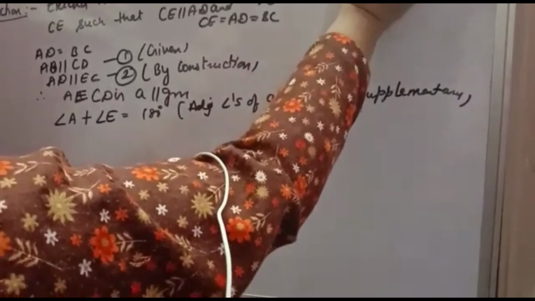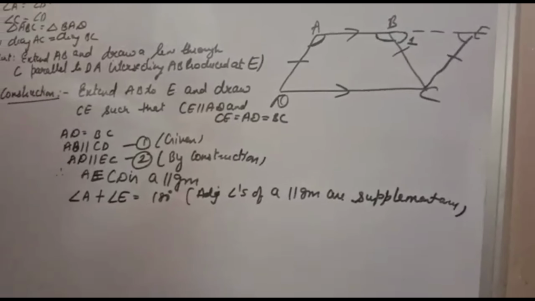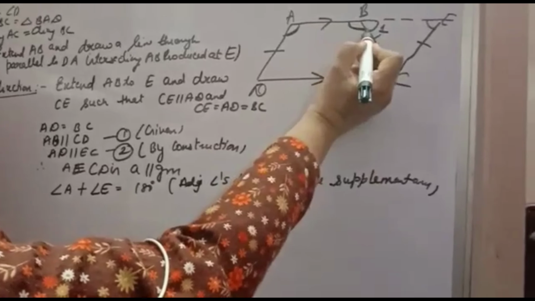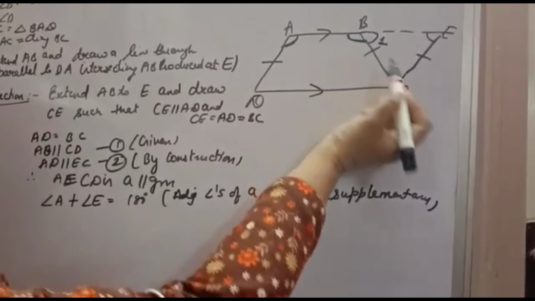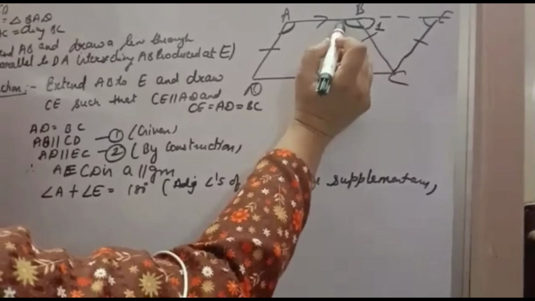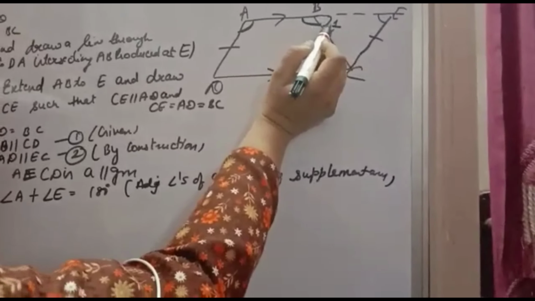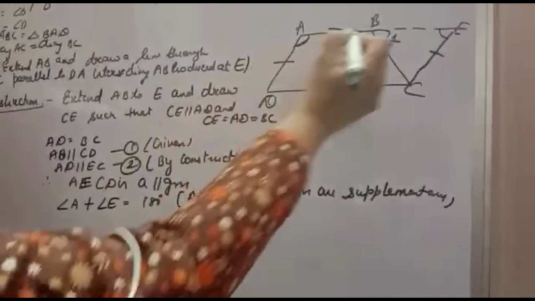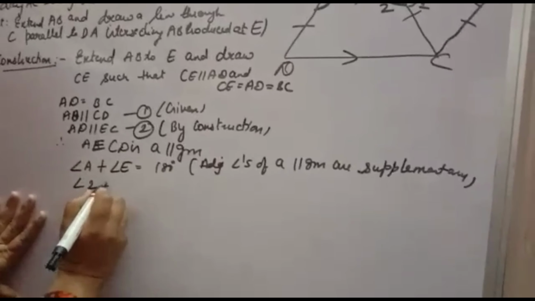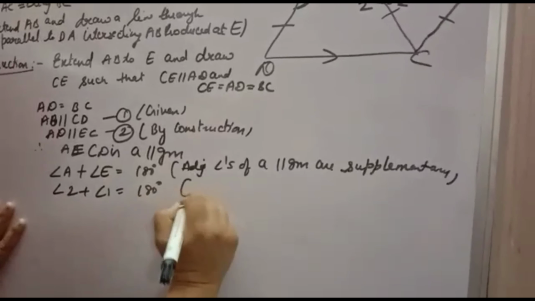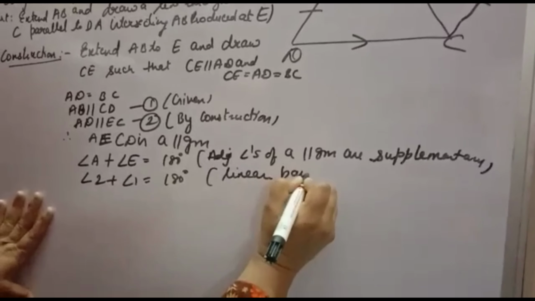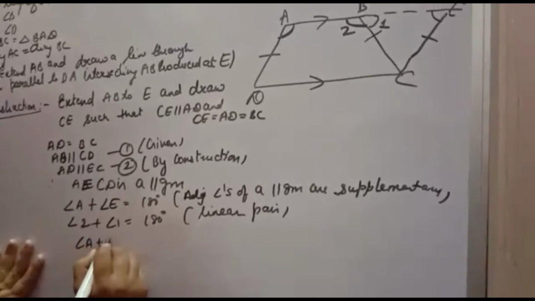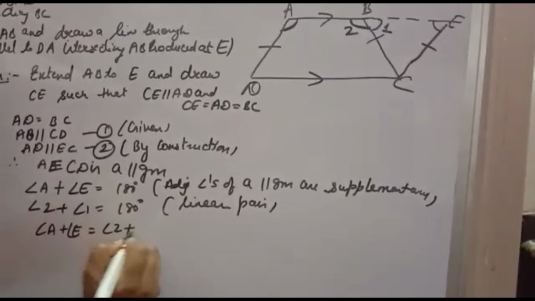Now suppose this angle is angle 1. Now angle A plus angle E is 180 degrees. Now you want this angle ABC, or you can say only B also. This plus this is also 180 degrees. Suppose this is angle 2. So angle 2 plus angle 1 is equal to 180 degrees because they are forming a linear pair, a straight line angle. Now both are equal to 180 degrees, so you can write angle A plus angle E is equal to angle 2 plus angle 1.